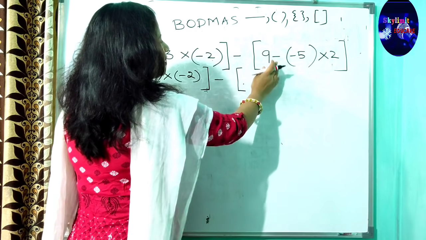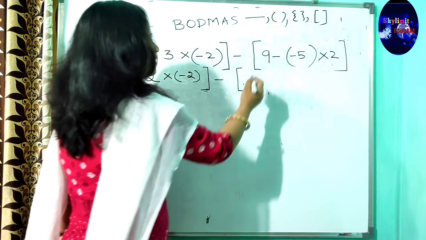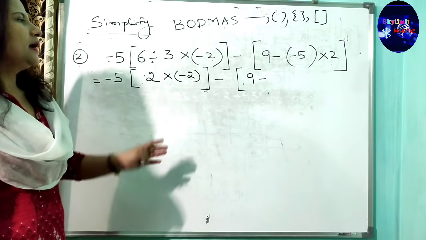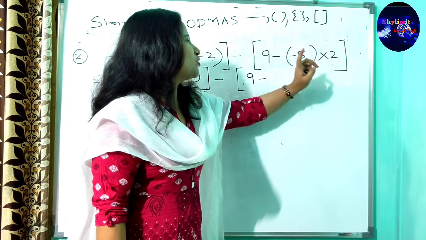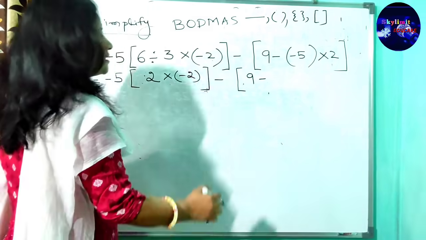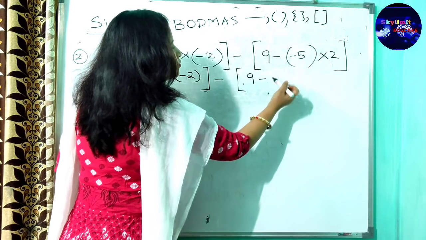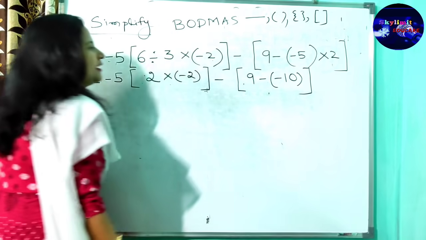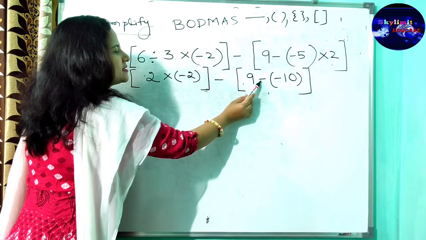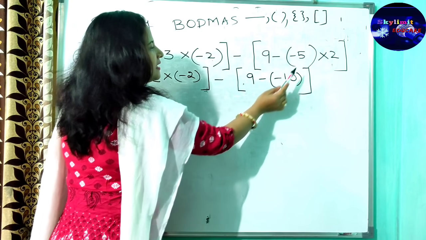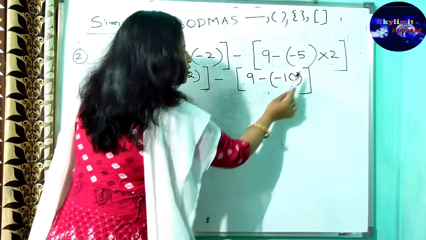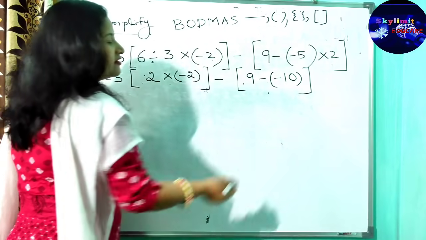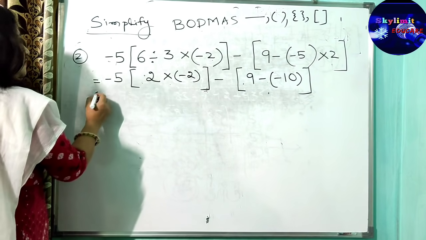Then, now here, what are you having? 9 minus, okay? You have minus and you have multiplication. What you should solve first? Multiplication, right? So minus 5 multiplied to 2, minus 10. This minus sign is this, and this minus 10 comes from the product of minus 5 and 2. Do you remember it, okay? So without bracket, if you are opening it, the answer will differ. Okay, so be very careful about that.